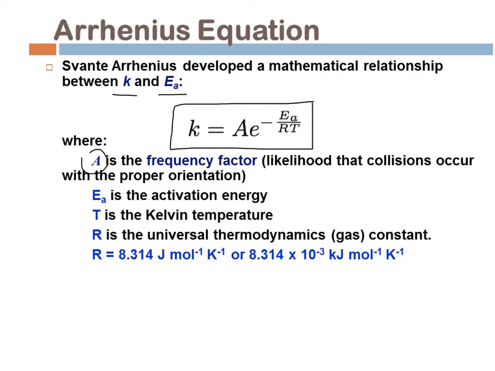A is the frequency factor, or likelihood that collisions occur with a proper orientation. Ea is the activation energy. T is the temperature in Kelvin. R is the gas constant, which is 8.314 joules per mole per Kelvin, or 8.314 times 10 to the negative 3 kilojoules per mole per Kelvin.